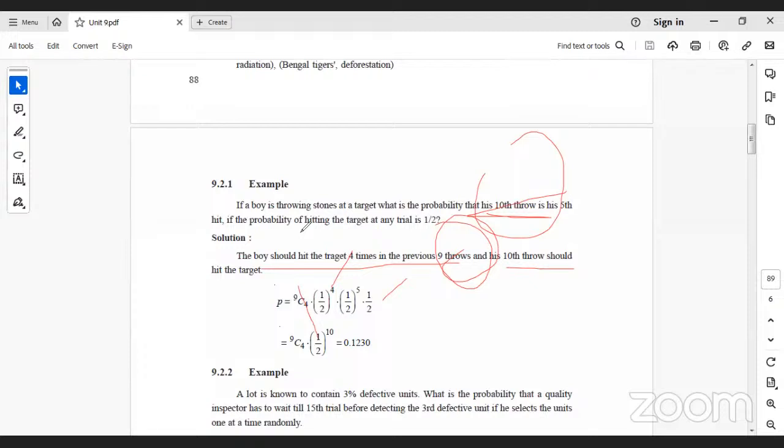126. 9C4 is 9 factorial by (9 minus 4) factorial into 4 factorial, that is 9 into 8 into 7 into 6 into 5 into 4 into 3 into 2 by 5 into 4 into 3 into 2 into 1, again 4 factorial, 4 into 3 into 2 into 1.